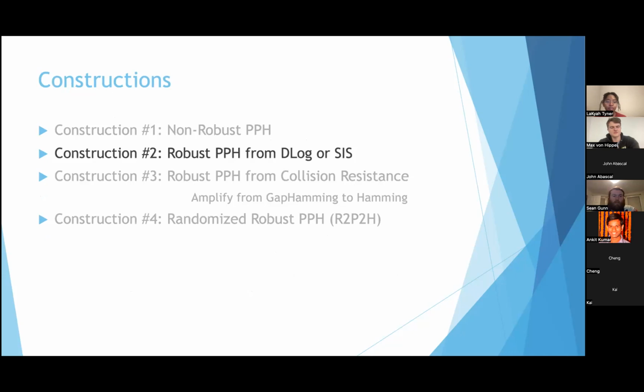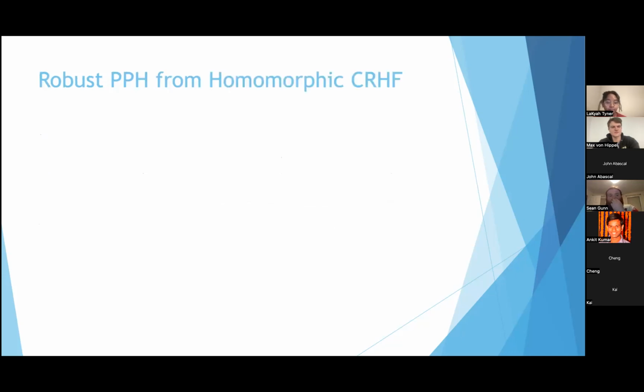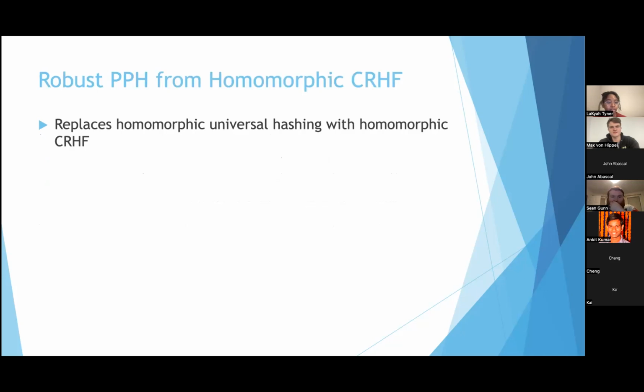Okay, so our first robust PPH is from discrete log or SIS, and we will also be utilizing syndrome decoding for this one as well. So let's first describe the difference between this construction and our last construction. These constructions are very similar. They only have one or two very major differences. The first is that instead of using a universal hash that I explained previously, we're going to be using a homomorphic collision resistant hash. And I'll also define what this is.